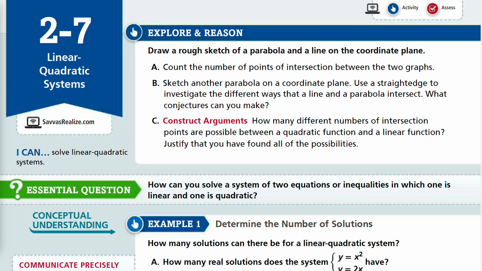Welcome to Algebra 2, Lesson 2-7, Linear Quadratic Systems. In this lesson, you'll be able to solve linear quadratic systems.